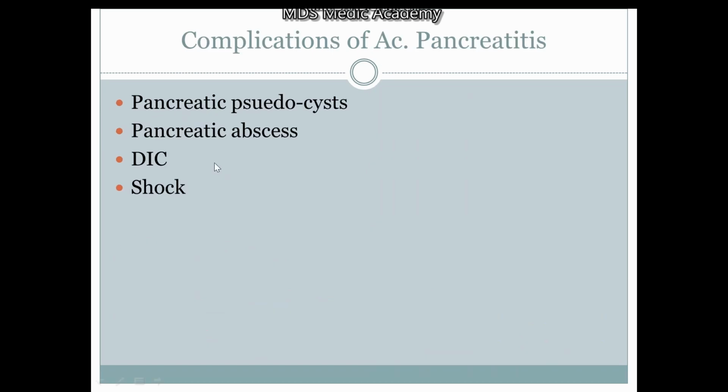The long-term complications of acute pancreatitis include pseudocyst formation and pancreatic abscess, whereas the short-term immediate complications of acute pancreatitis include disseminated intravascular coagulation and shock. Both of these complications can prove to be fatal if not dealt with as an emergency, and they increase the mortality rate in acute pancreatitis. So full-blown acute pancreatitis always constitutes an emergency.